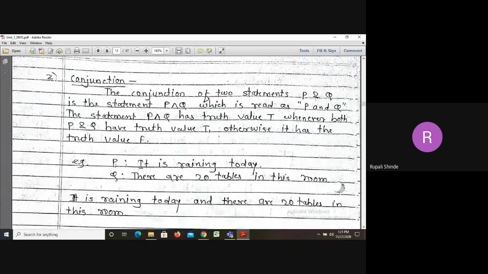Now check here. If there are two different statements P and Q, how can we form the conjunction of these two statements? P is given as it is raining today, and Q is given as there are 20 doubles in this row, and we have to form the conjunction. Conjunction means what? AND operator. So we have to write the word and there. So it is raining today and there are 20 doubles in this row. So this is the conjunction for these given statements.